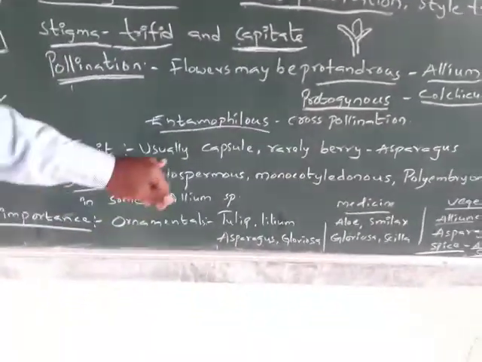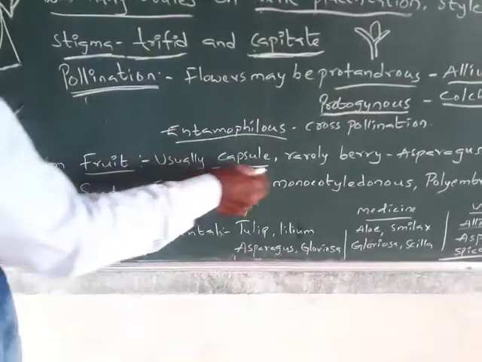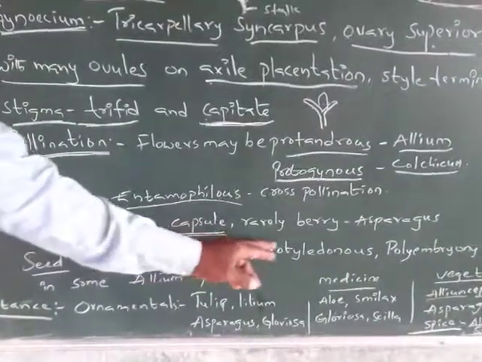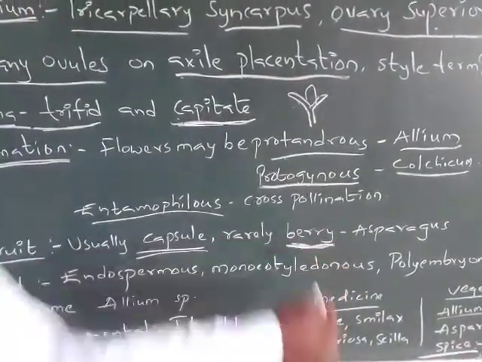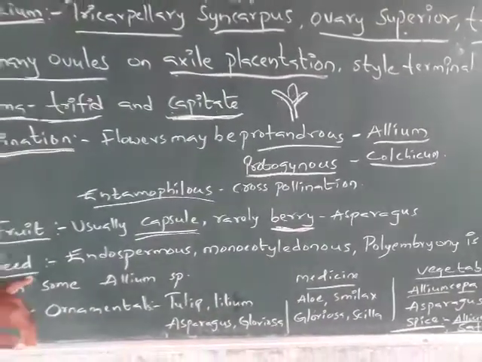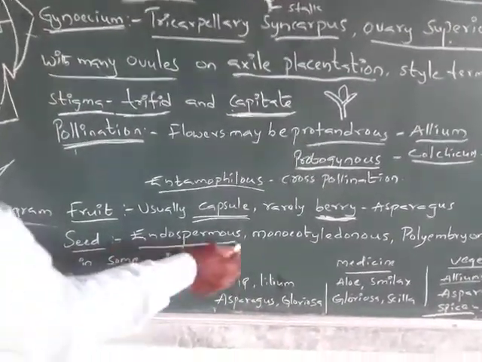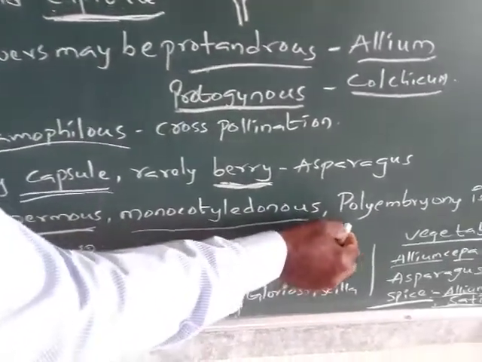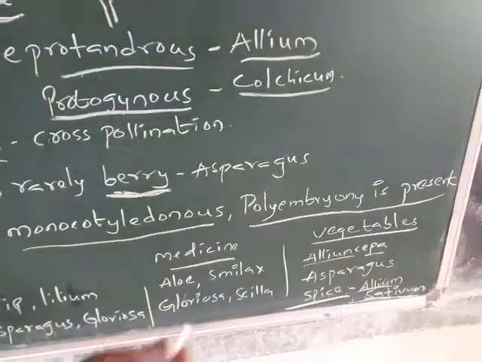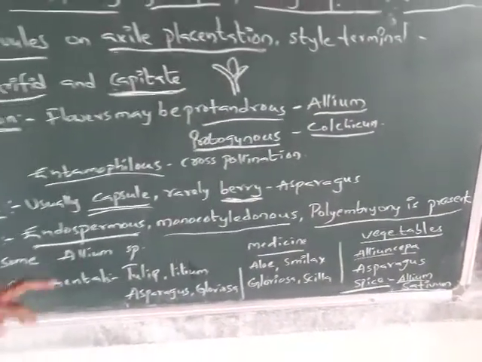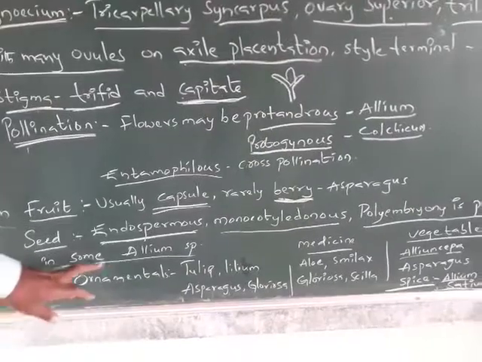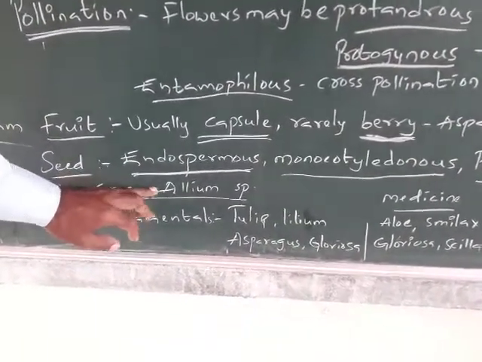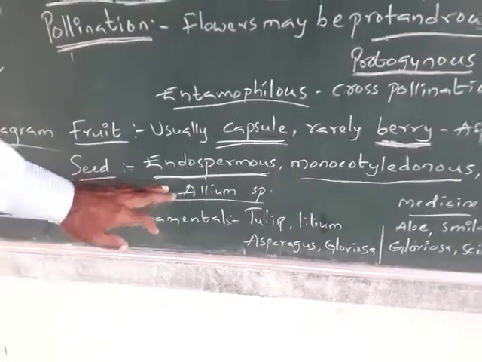And coming to the fruit, usually a capsule. It shows dehiscence and liberates the seeds. And rarely a berry, as in asparagus. Seeds are endospermous. Here the endospermic seeds are there. These are monocotyledonous, and polyembryony is present in some Allium species. More than one embryo is present in some Allium species. So that is called polyembryony. More than one embryo is developed.